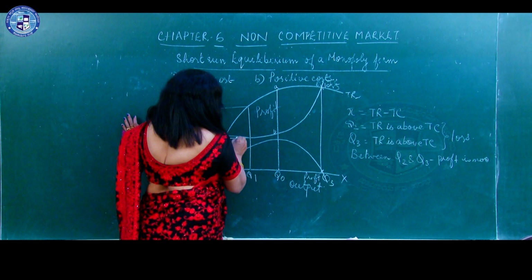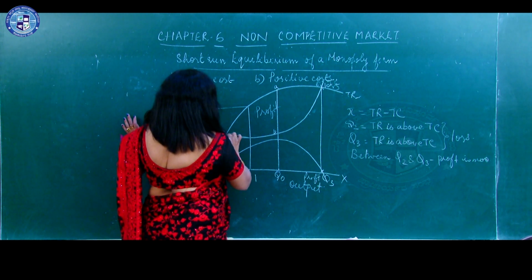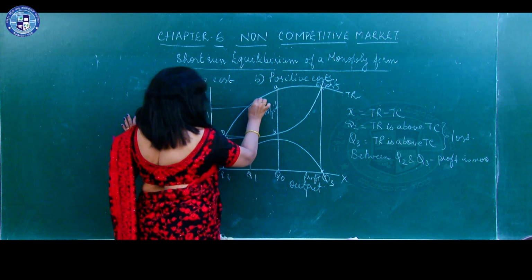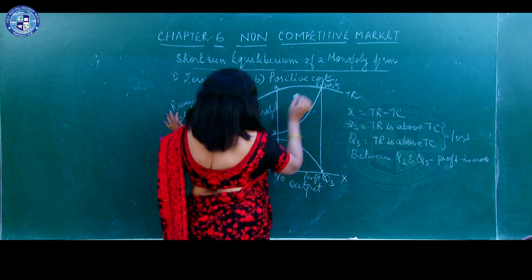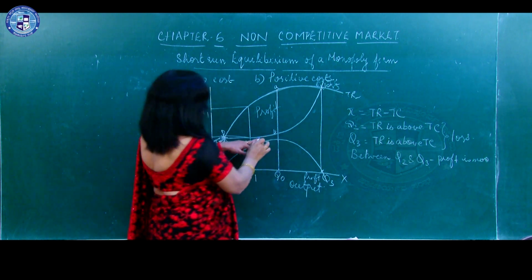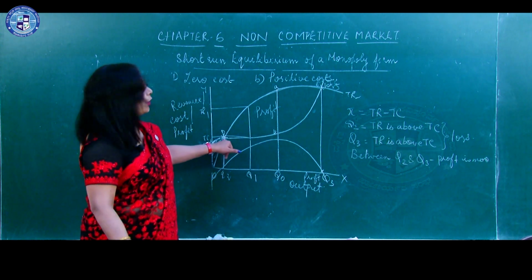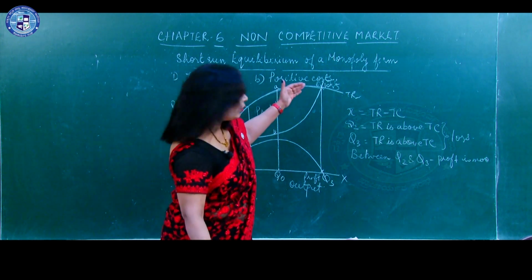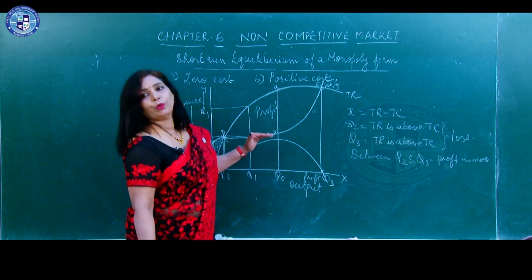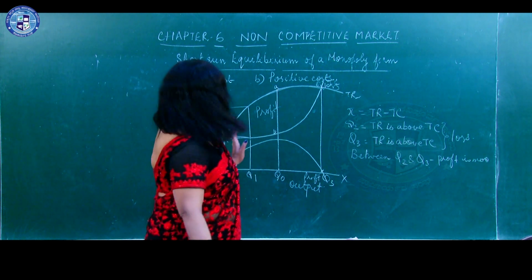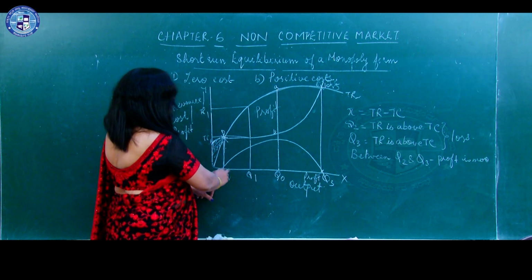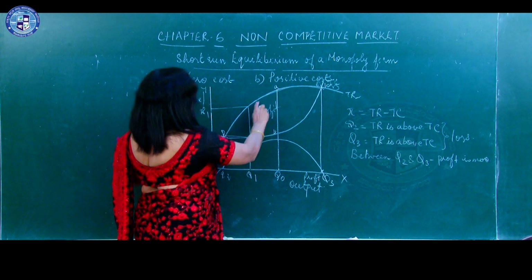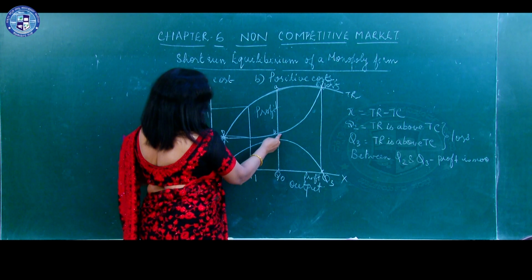Now, further you will see that the total revenue curve starts from origin, it goes up and it is rising, and here you will find that the total cost curve is below. After the point D, what do you see? That the revenue curve is above and the cost curve is below, which says that after the Q2 level of output, the firm is getting a profit, wherein the revenue curve is above the cost curve.